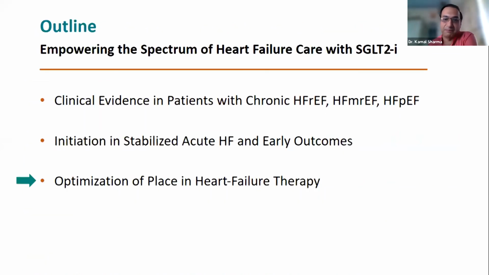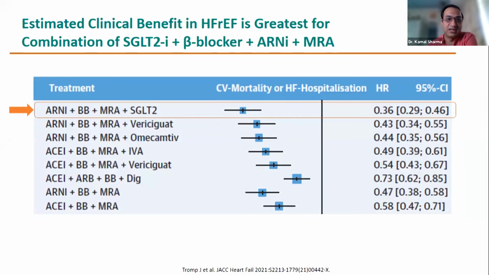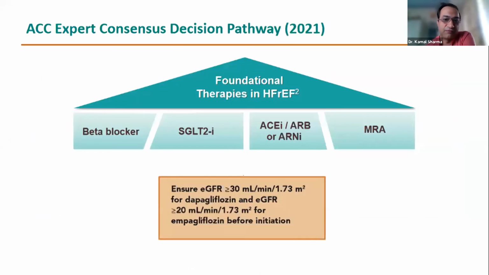So optimizing the place in heart failure therapy would hence mean the four pillars. When you combine the ARNI, beta blocker, MRA, and SGLT2, your hazard goes down by 64%. Its hazard ratio is just 0.36 as compared to, say, vericiguat, where it's not that much down. So even omecamtiv mecarbil or vericiguat combination with MRA, all these trials have been superseded with fantastic results with these classical four foundational pillars, as the ACC talks about: beta blocker, SGLT2, ARNI, and MRA.